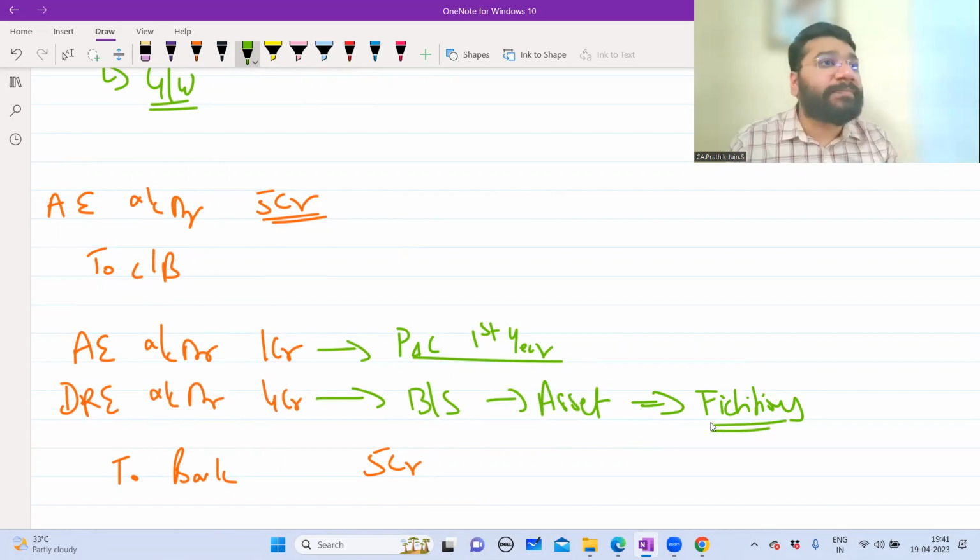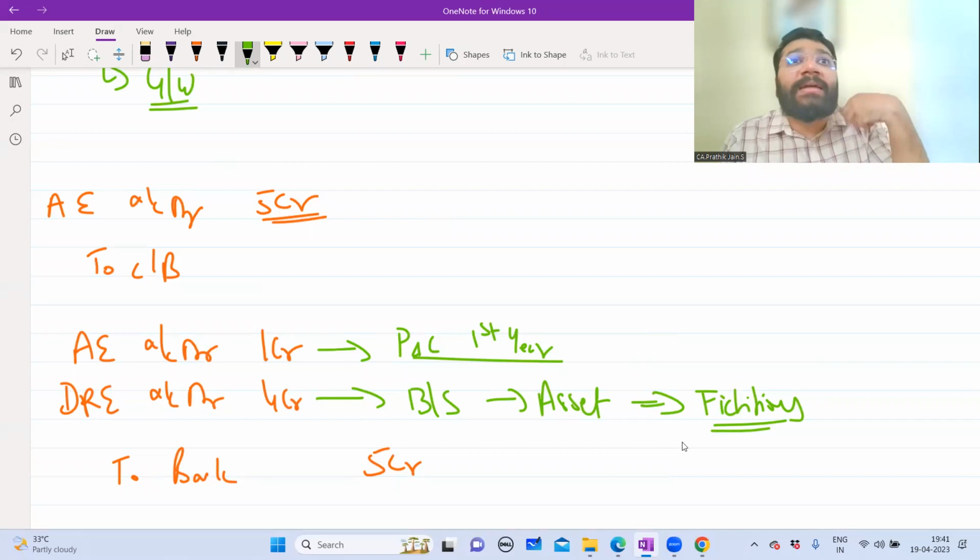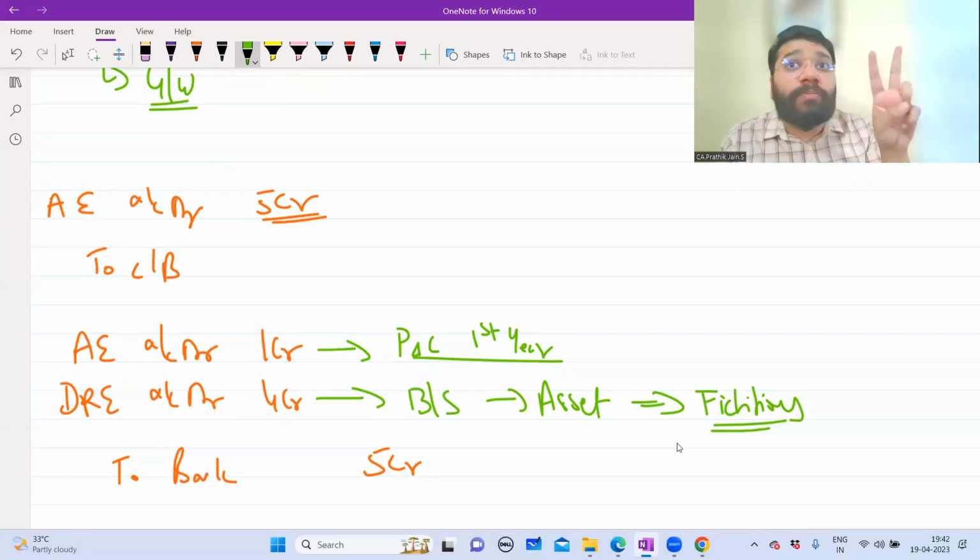What do you mean by asset? Asset is something that you own. Land, building, I own it. So I can sell it in future, I can make money. Anything that I expect to receive in future is an asset. Asset has got two meanings.